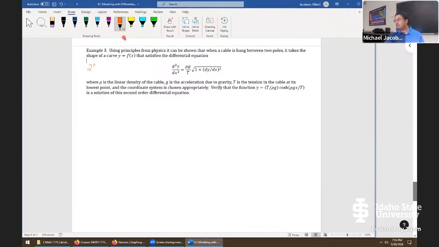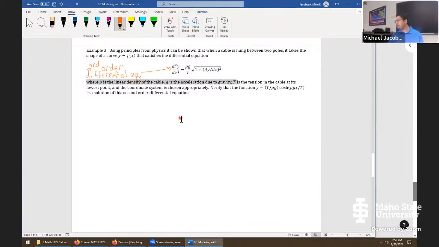So this one is a second order differential equation. So it's equal to that on the left, the second derivative. We have some arbitrary constants. Rho is usually density. We can carry that over from section 8.3, but here it is linear density of the cable. G is probably what you're expecting, the acceleration due to gravity.